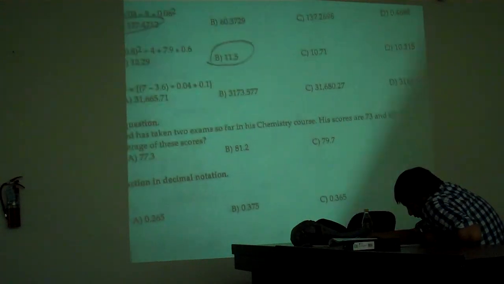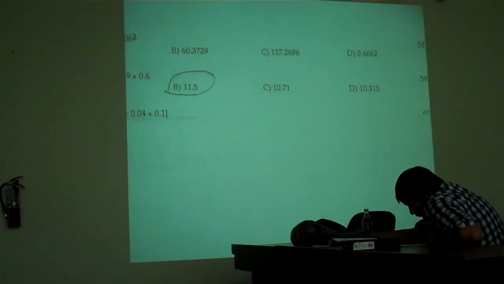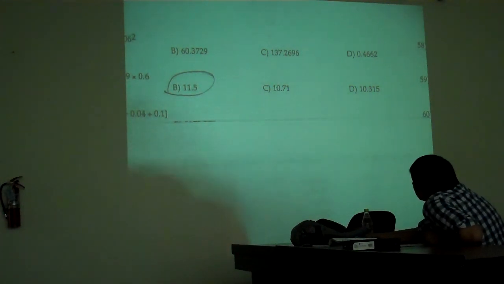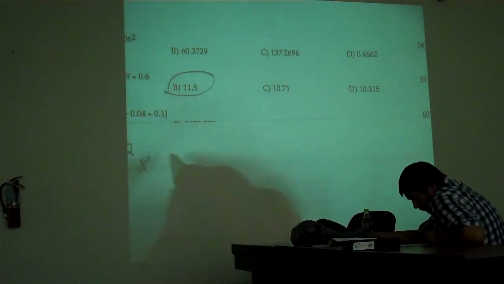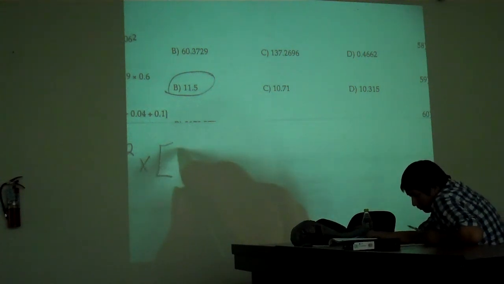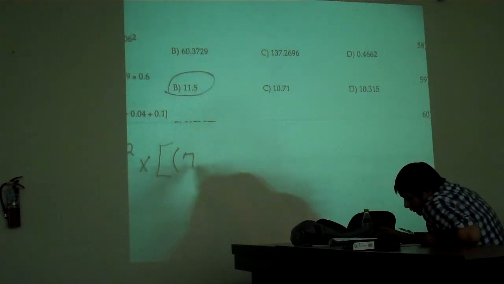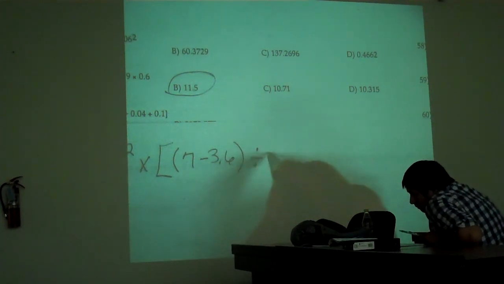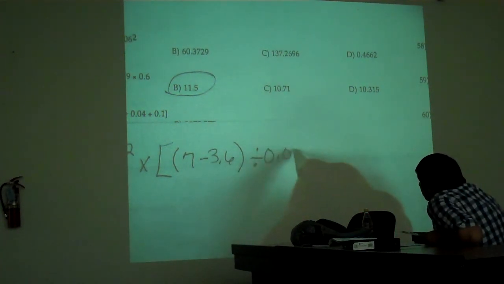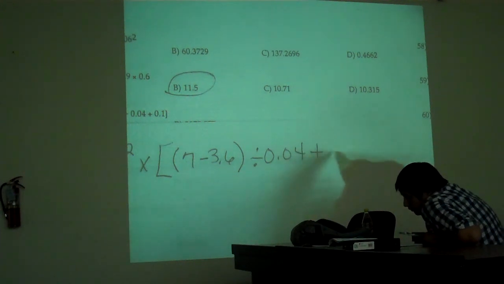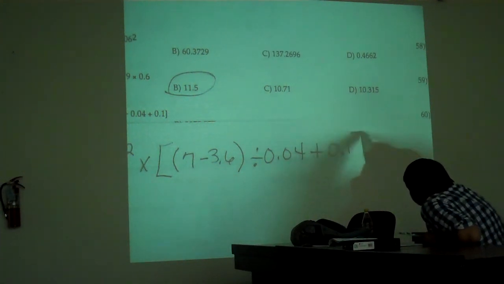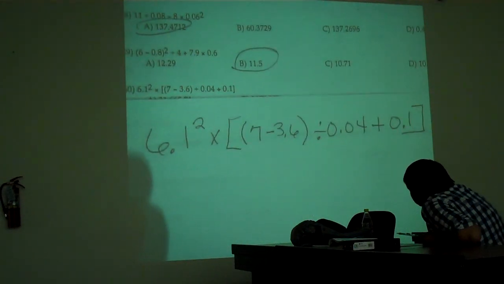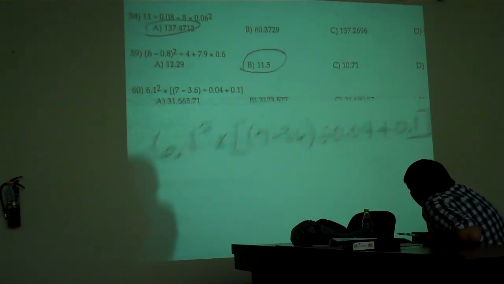Okay, for the people watching the video that don't have the test, the next question is 6.1 squared times, bracket, in parentheses, 7 minus 3.6, parentheses, divided by 0.04 plus 0.1, and then a bracket. Okay, that is going to be the next question, number 60.